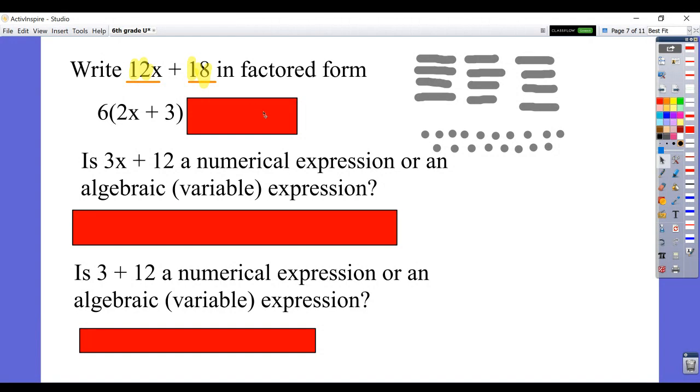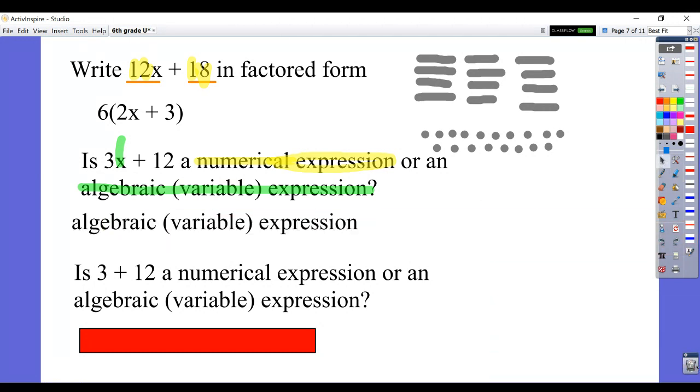The next question sounds rather confusing, but it's actually very straightforward, which is the difference between a numerical expression or an algebraic variable expression. First of all, notice how the word numerical basically contains the word number in it. The numerical expression means it's only numbers. So like 4 plus 3 would be a numerical expression, just contains numbers. In contrast, an algebraic or variable expression means it has to contain somewhere in it a variable. And if you look at 3x plus 12, there's obviously a variable term in there, and that's the x. So this would be an example of an algebraic or variable expression.